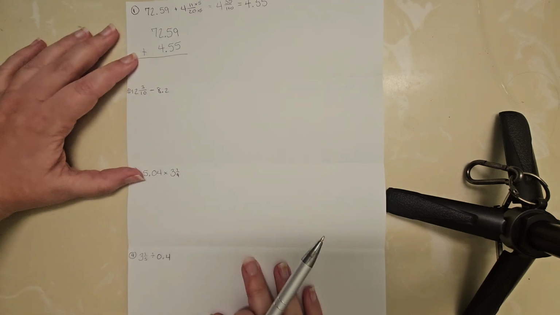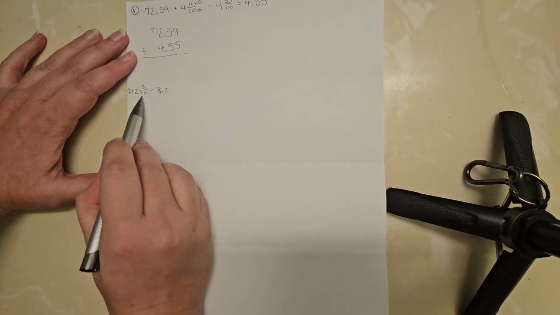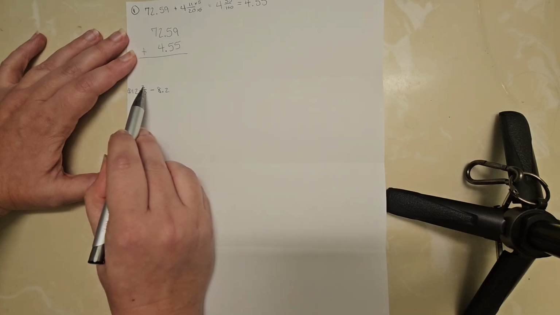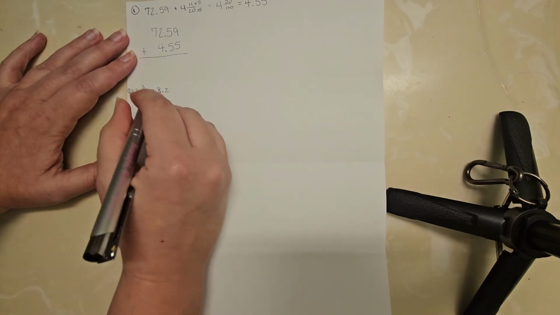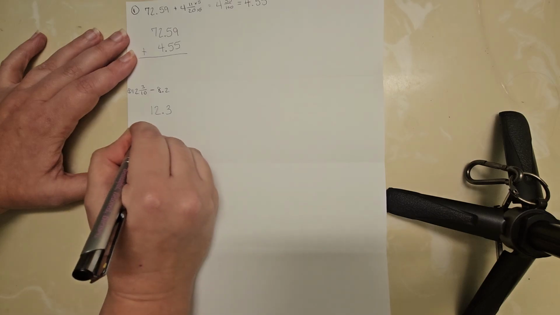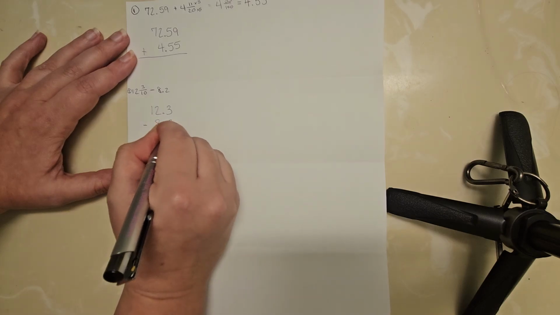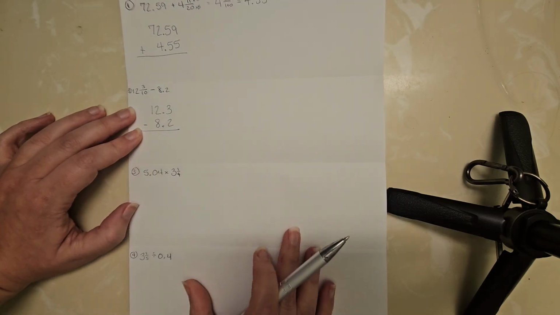Okay. Next problem, we have 12 and 3/10 minus 8 and 2/10. Here we have a 10 on the bottom, which means that the only thing that's going to be behind the decimal is this number right here. So it's very easy to convert. So that's 12 and 3/10 minus 8 and 2/10. And then you can solve it just like a normal subtraction problem. Don't forget to bring your decimal straight down.